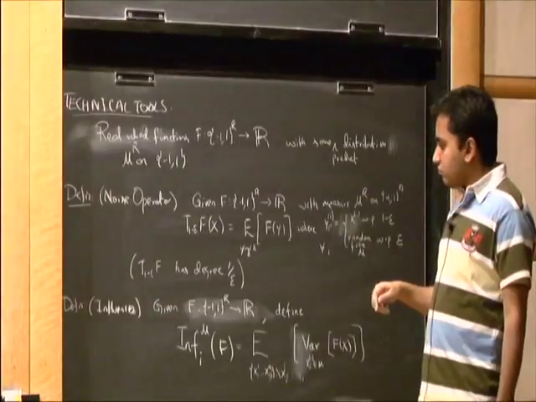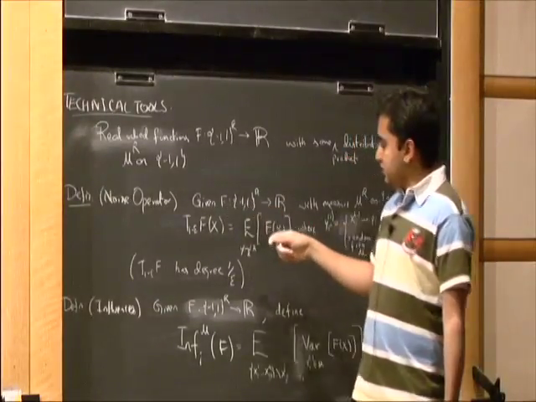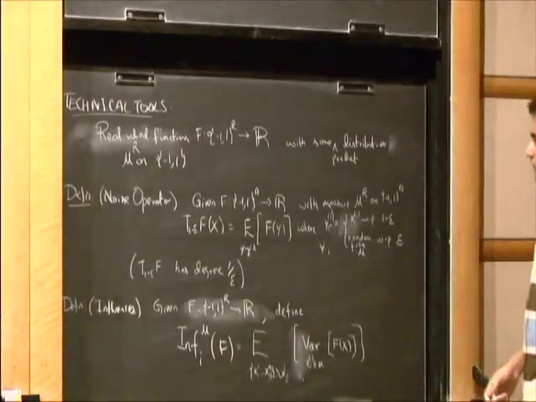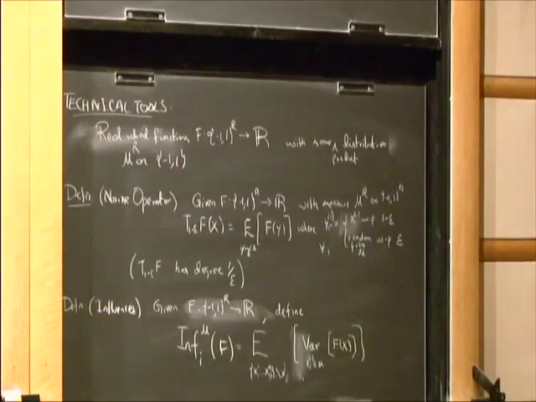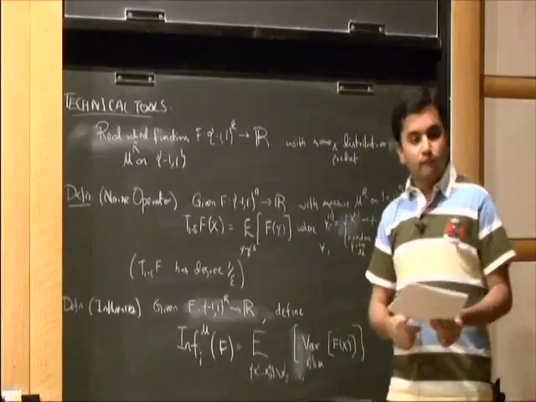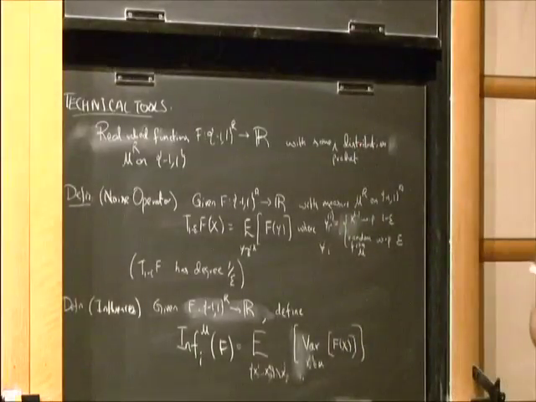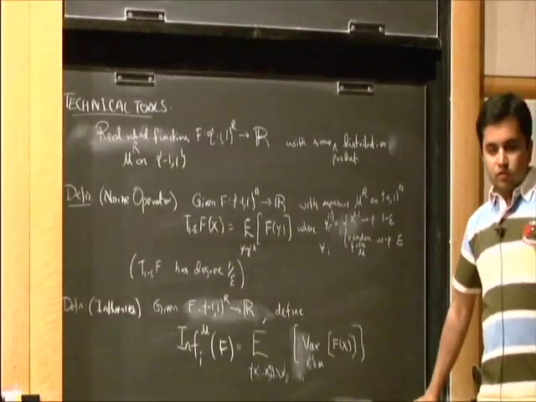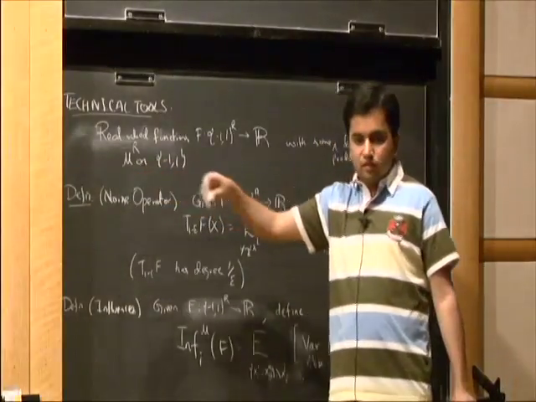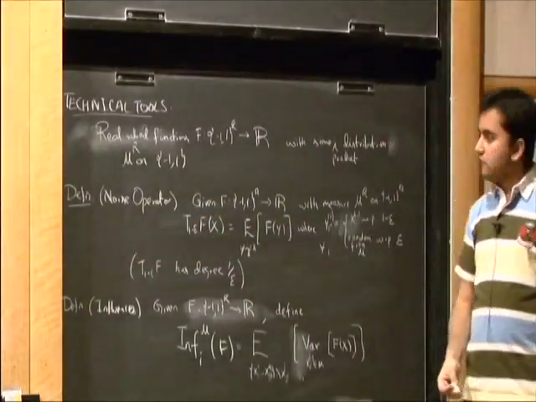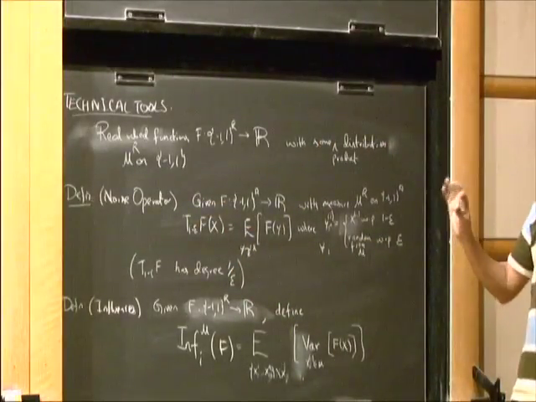The noise operator on a function is just a way to smoothen the function. Essentially it's the bias. We use the distribution on the input. F is the predicate, or F is the polymorphism? F is a polymorphism.